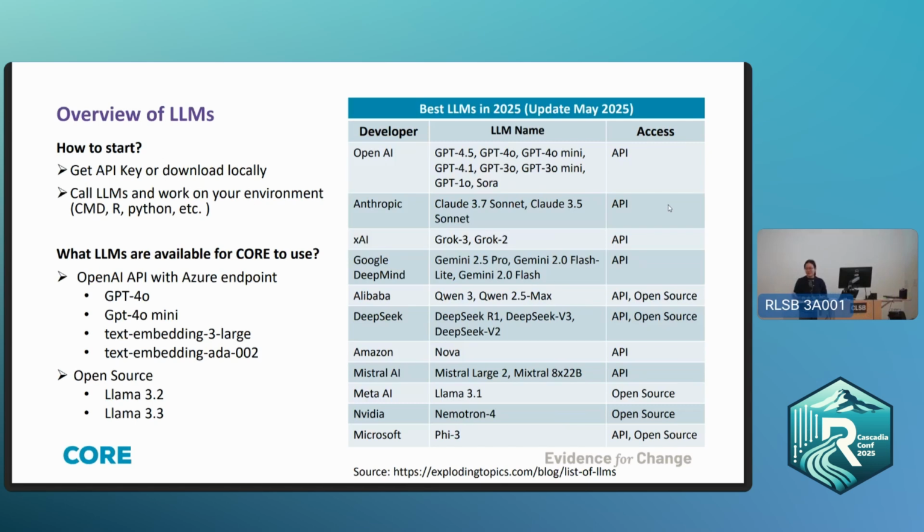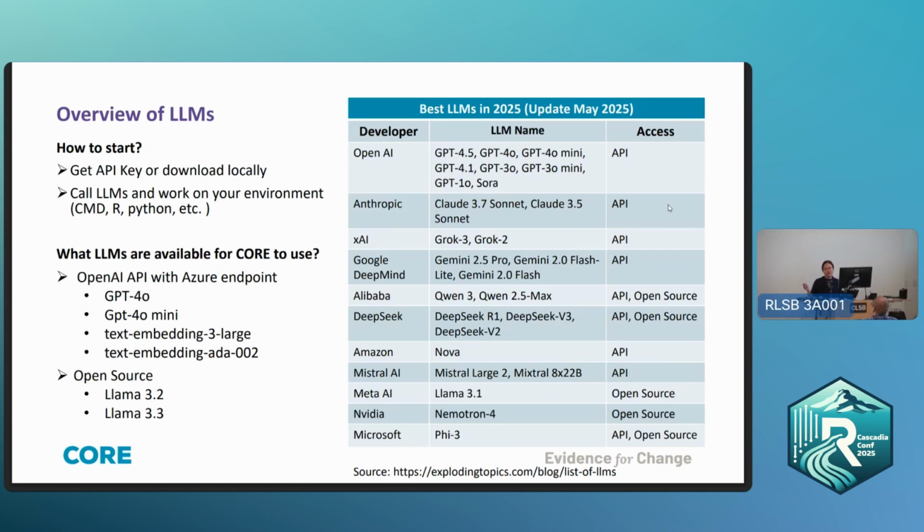If you are a student, you can get an API key for free. And if you work for an organization, you need to contact your IT department to figure out how you can get an API key. The second step is that you call the large language models to work in your environment, either R, Python, or another environment you want to work with. At CORE, we began with open source models, Llama 3.2 and Llama 3.3, for better privacy and security.